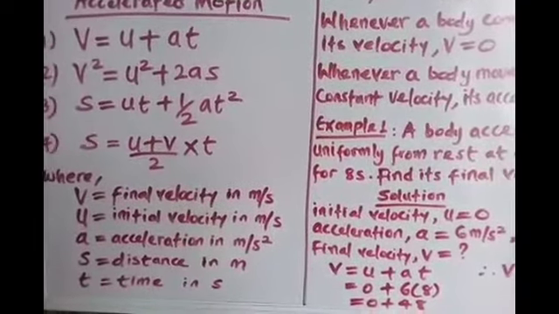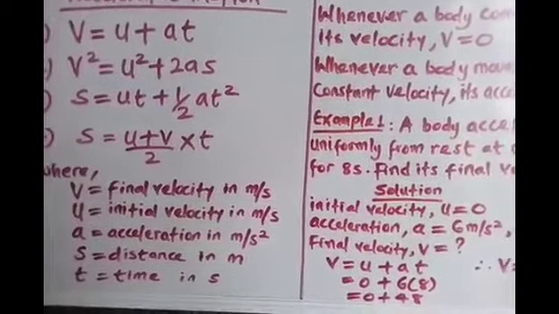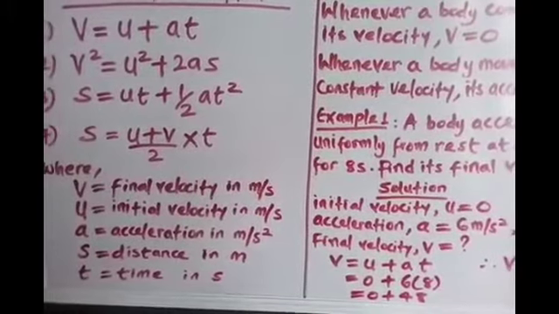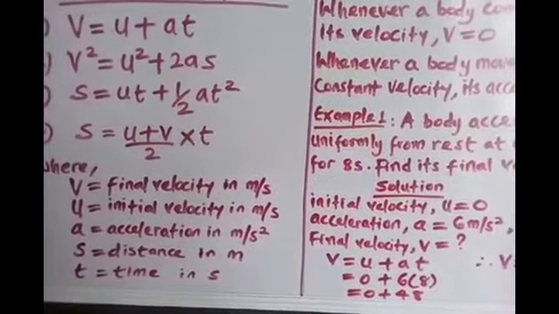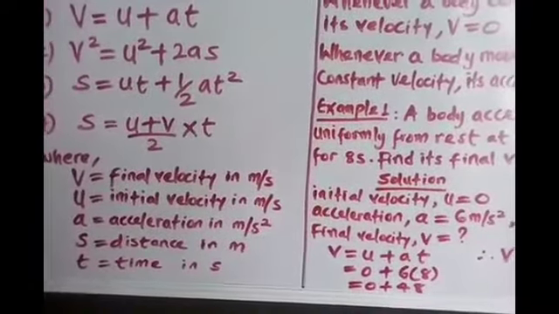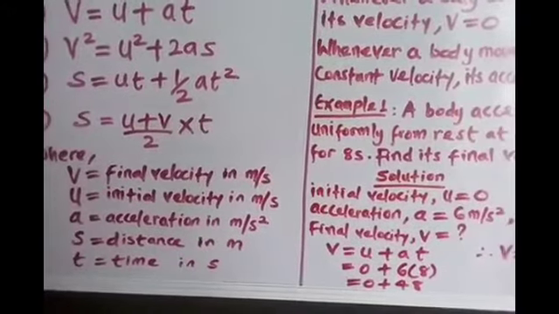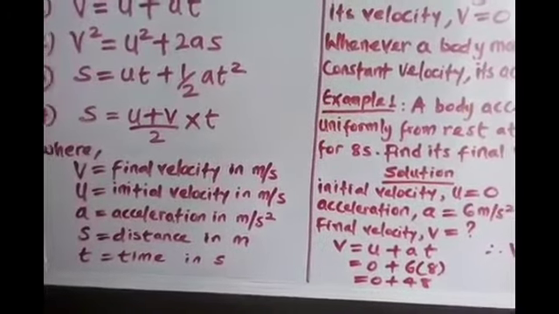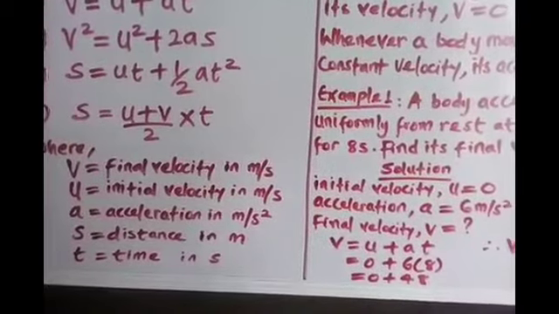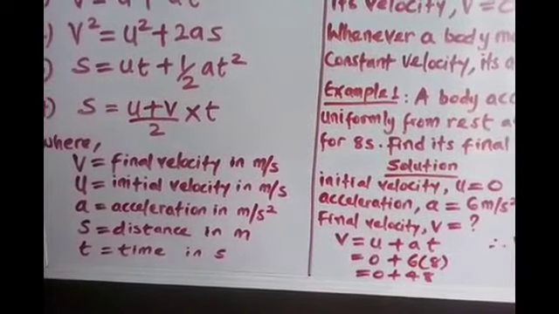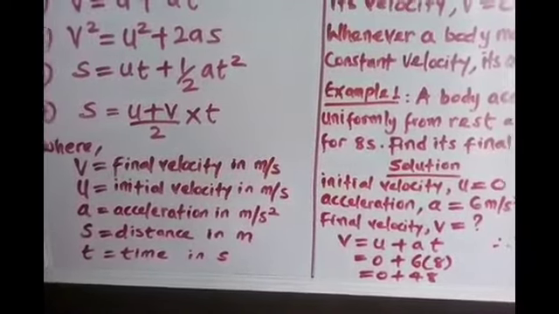velocity in meters per second, that is the unit. u represents initial velocity in meters per second. a represents the acceleration in meters per second squared. s represents the distance in meters, and t represents the time in seconds.